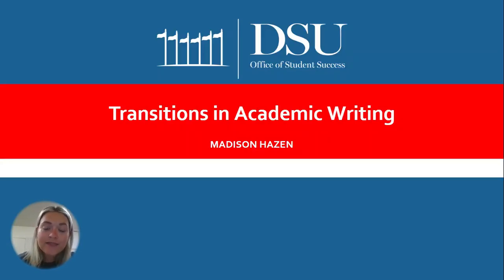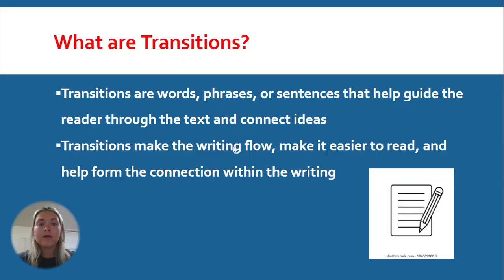This video is going to be talking about transitions within academic writing and what that looks like. So first and foremost, what are transitions? Transitions are words, phrases, or sentences that help guide the reader through the text and connect ideas. Transitions make the writing flow, make it easier to read, and help form the connection within the writing.